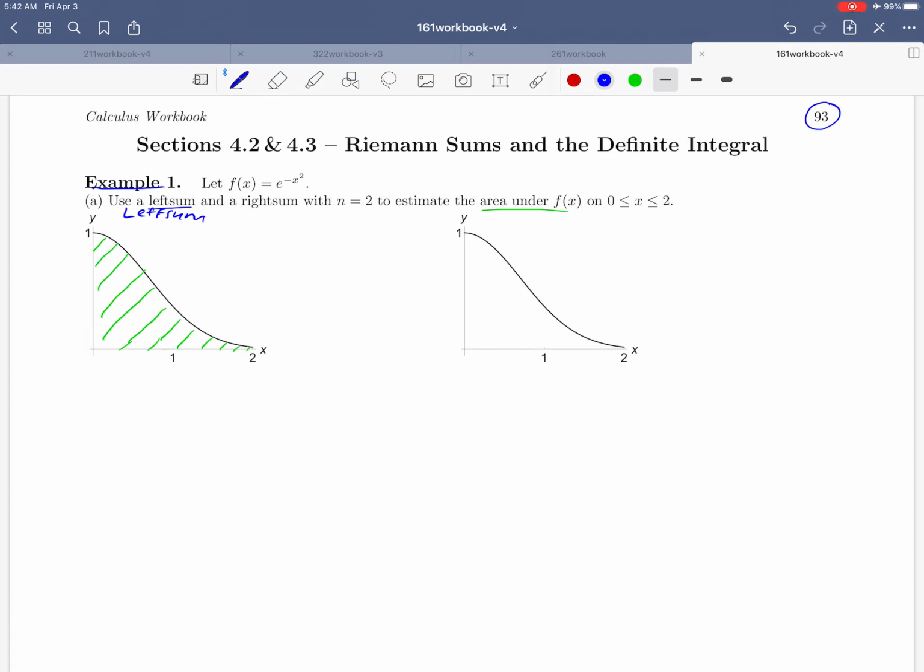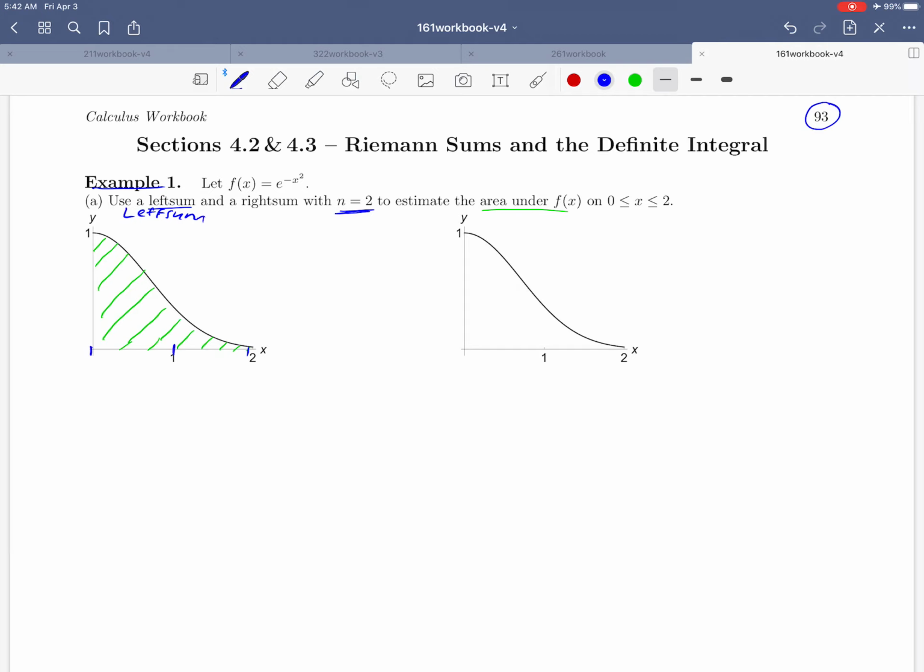To estimate that area, we start by choosing a number of rectangles. That's the n equals 2 that they're giving us. So what we're going to do is to take our interval from 0 to 2. We're going to split it into 2 equal pieces, which is going to give us 2 rectangles of width 1.